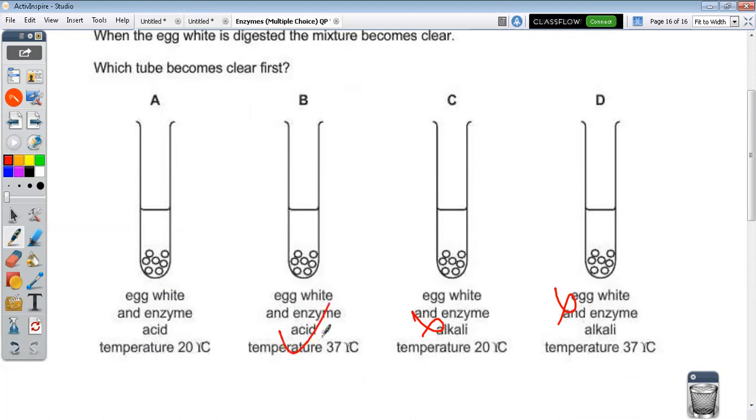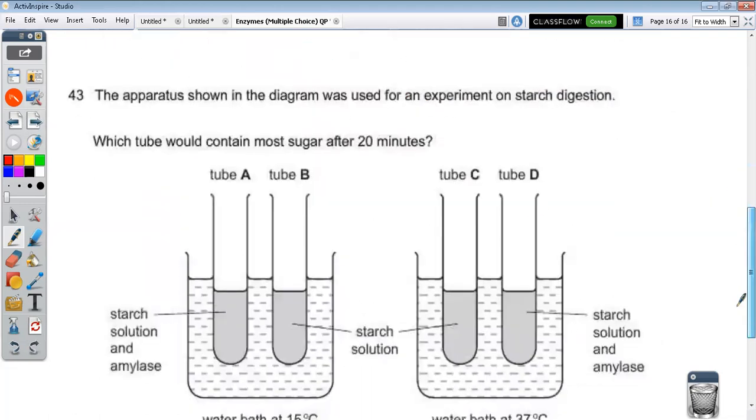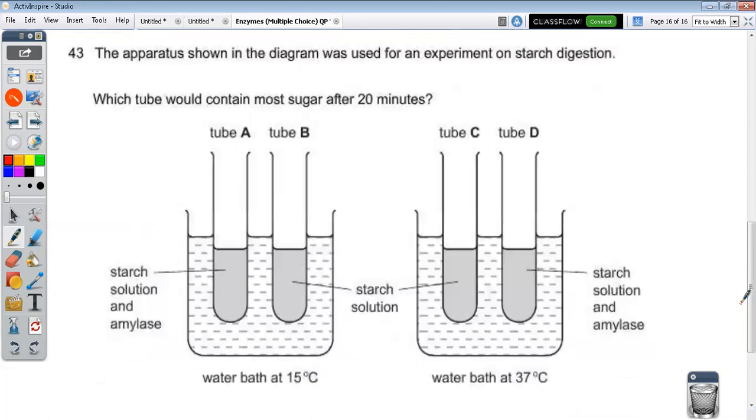Temperature, this one is a good what? Good temperature. Human digestive enzymes. Clear? We are there. Then the last thing is the water bath.